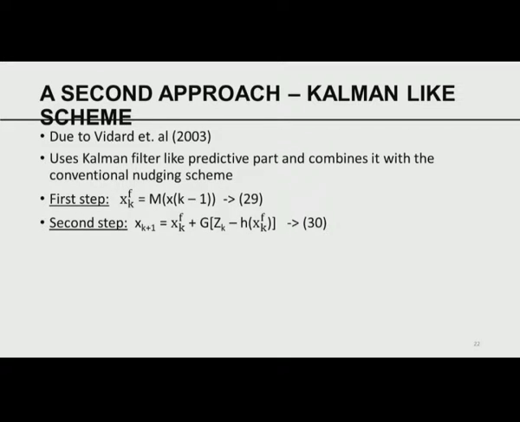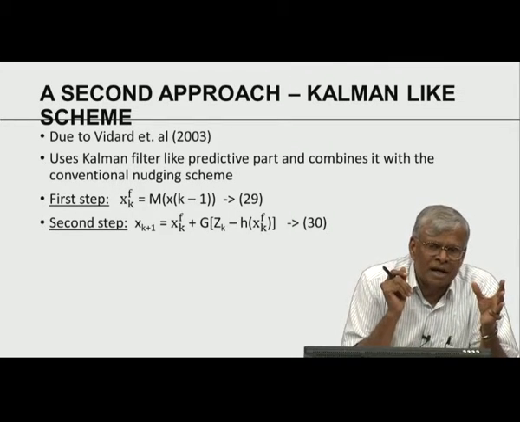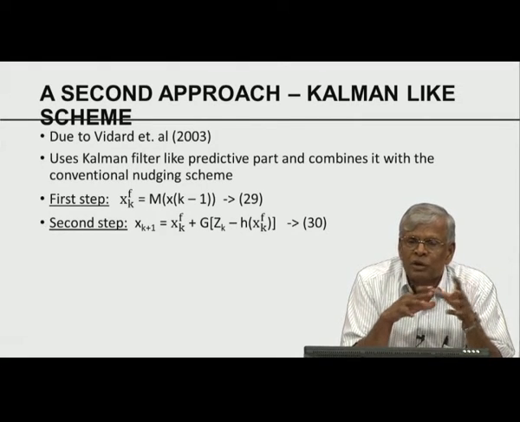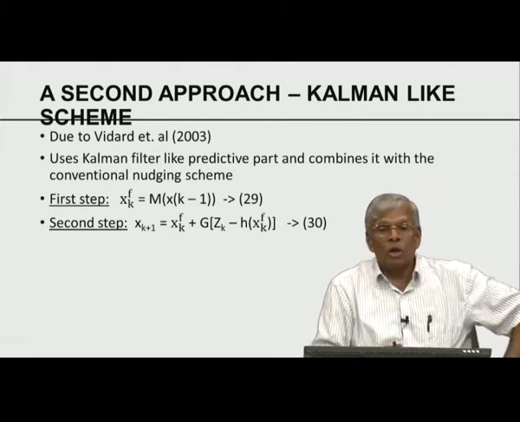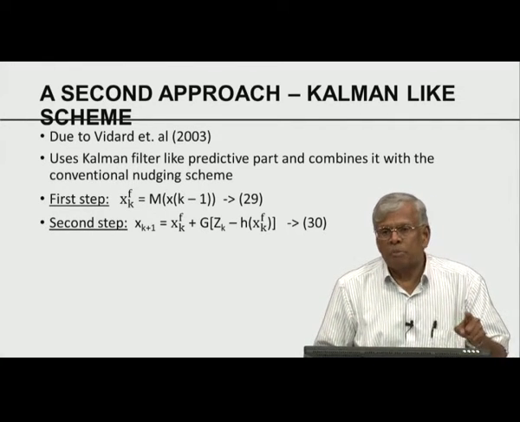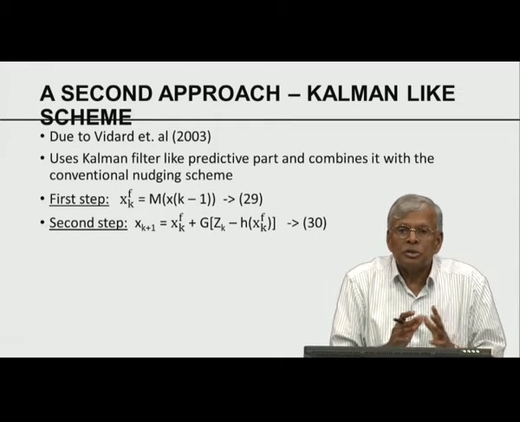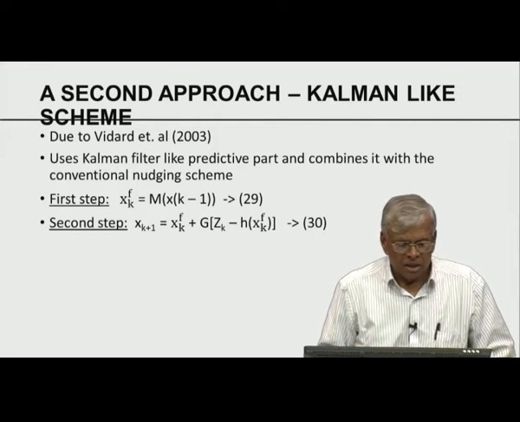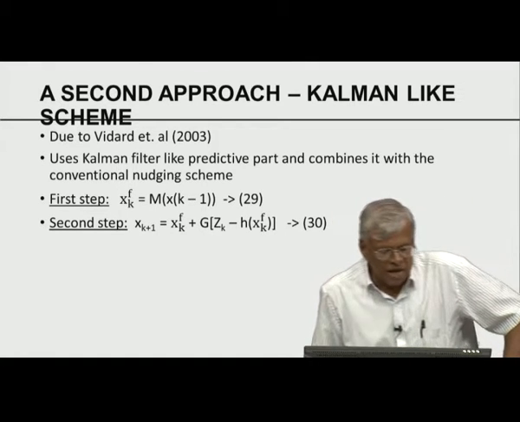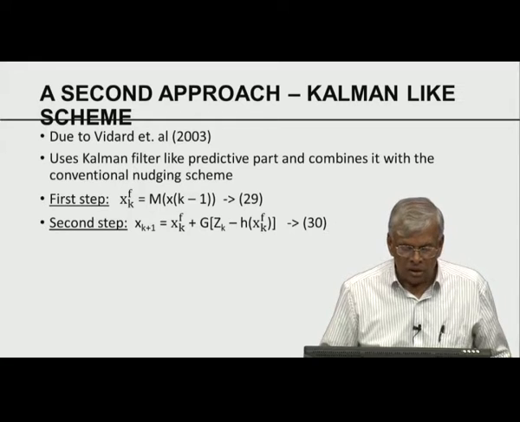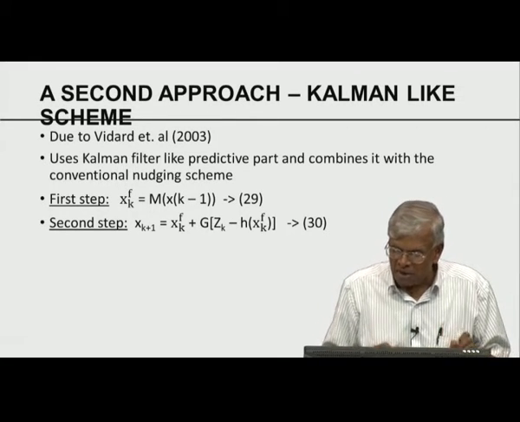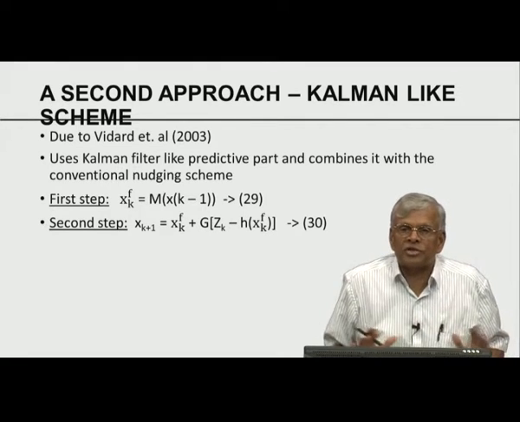This is using 4D VAR. So we talked about what they did, and we talked about what was wrong with it, and we also talked about what is the meaningful way to correct it. Now I am quickly going to provide a review of the second approach that was used in the post 90 era based on a two-stage Kalman like scheme. It was introduced by a group of French atmospheric scientists, Vidard et al. 2003. This uses a Kalman filter like predictive part that combines it with a conventional nudging scheme.